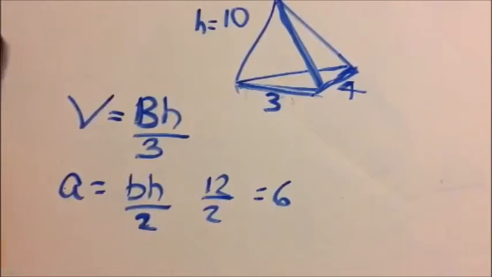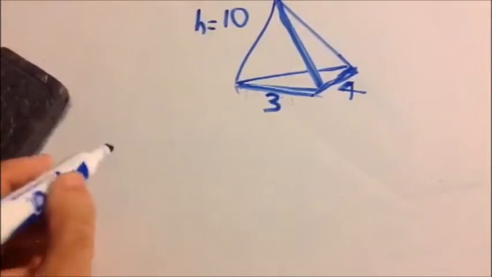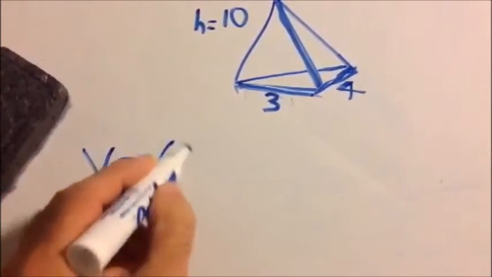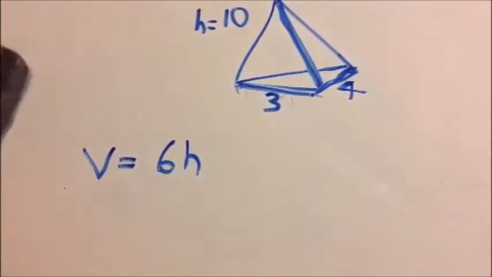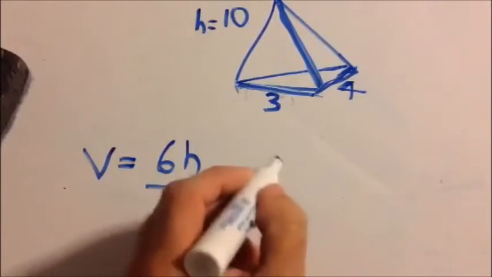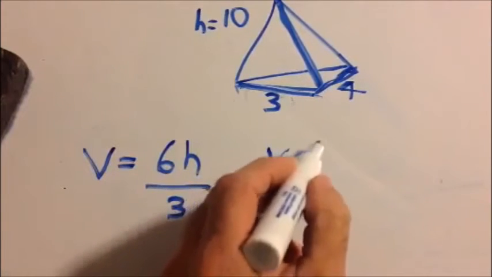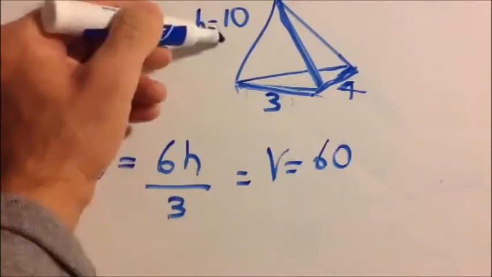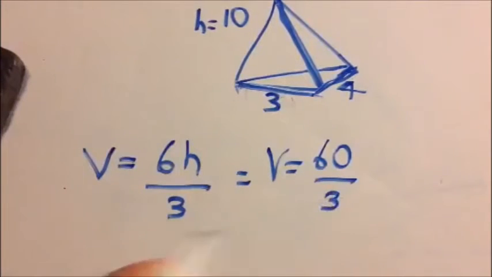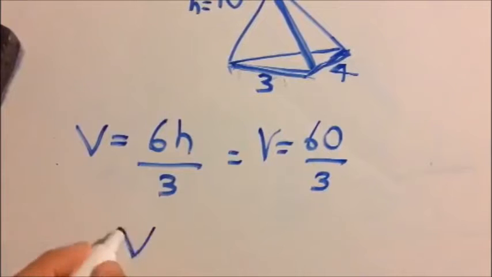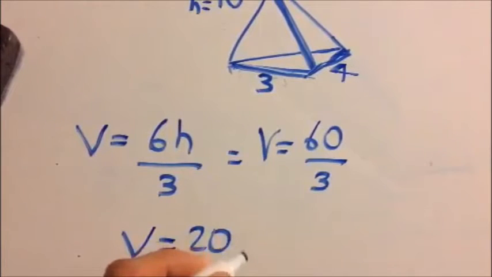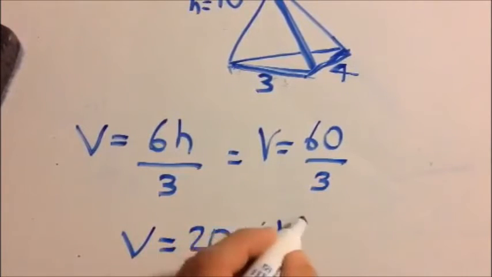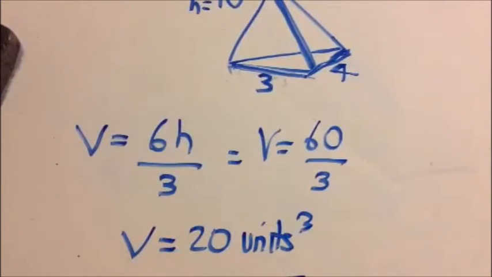So let's erase that now. We know it's 6. So the volume is now 6 times the height, remember that, over 3. So now 6 times 10 is 60. So we'll bring it over here. The volume is going to be 60, because 6 times 10, the height, is 60, over 3. Bring this up, and we have a volume that's going to be 20 units cubed. Don't forget to put the cubed sign when we do volume.